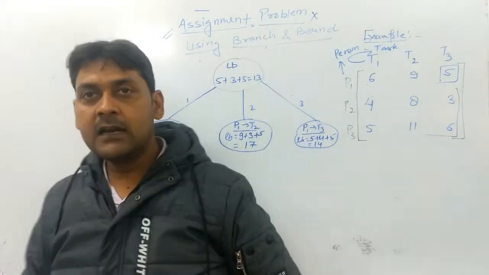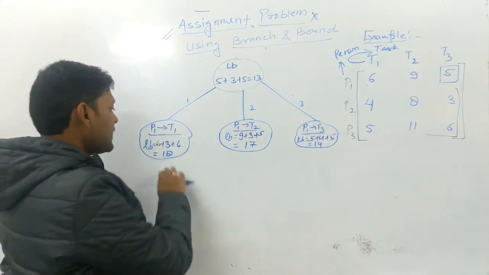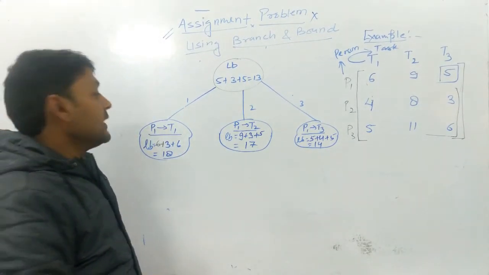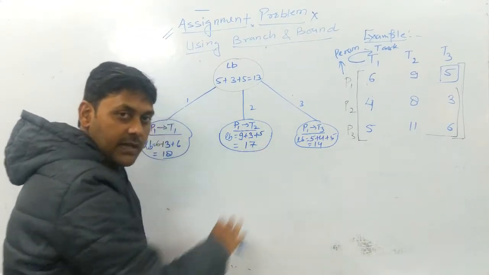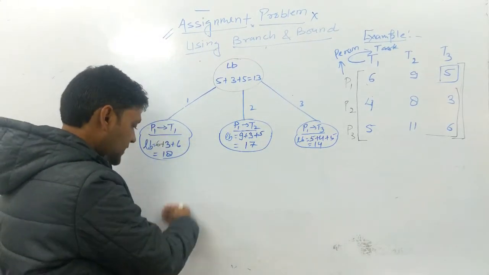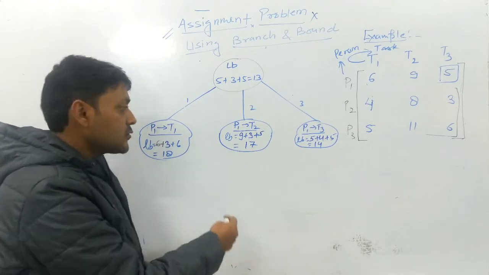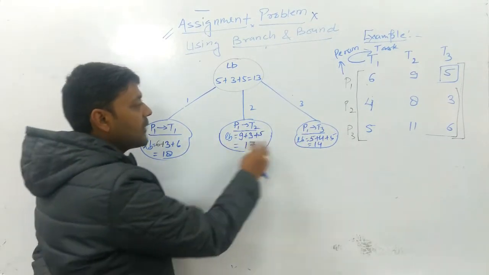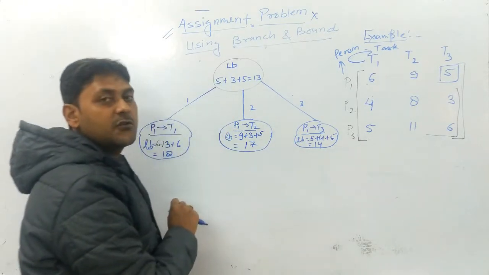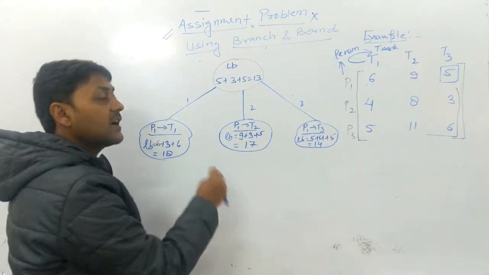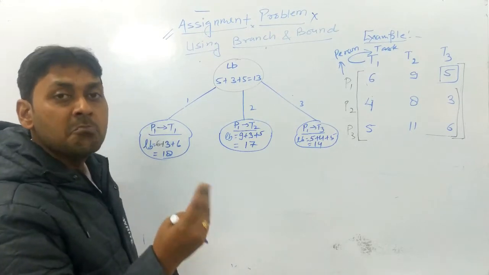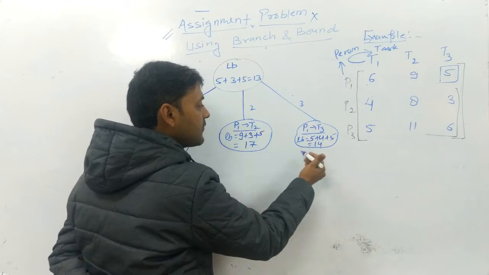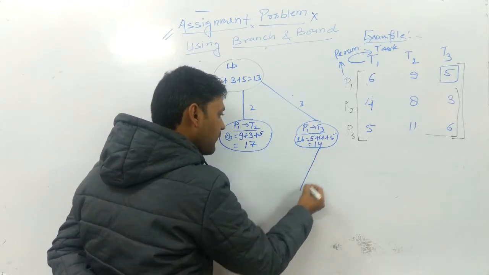And one another task is here. Which one of the nodes is explored first? These are live nodes. They are explored next. So which one of the nodes do you have to explore first? First you have to explore the one whose lower bound value is minimum. This is 18, this is 17, this is 14. Then first you have to explore the 14.